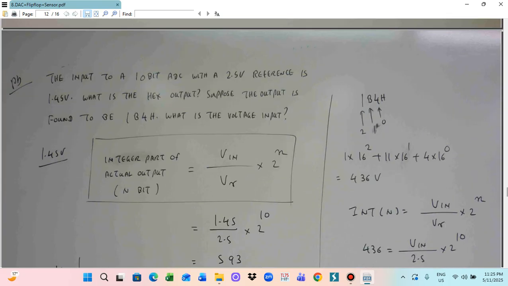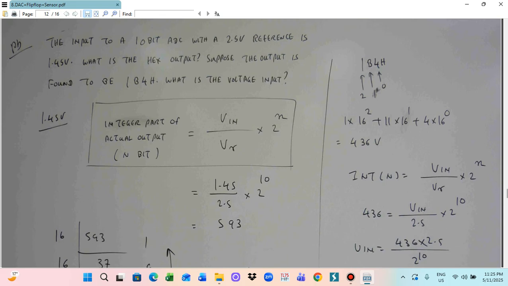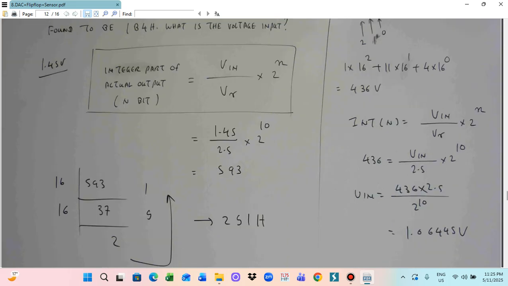The next problem: the input of a 10 bit analog to digital converter with a 2.5 volt reference is 1.45 volt. What is the hex output? Suppose the output is found to be 1B4H. What is the input? In this case, for the integer part of the accurate output, we write down the equation: integer part of the accurate output in bits equal to Vin by Vr multiplied by 2 power n. In this case, the input voltage is 1.45 volt and the reference voltage is 2.5. So 1.45 divided by 2.5, multiplied by 2 power 10, since it is 10 bits. So you got 593.